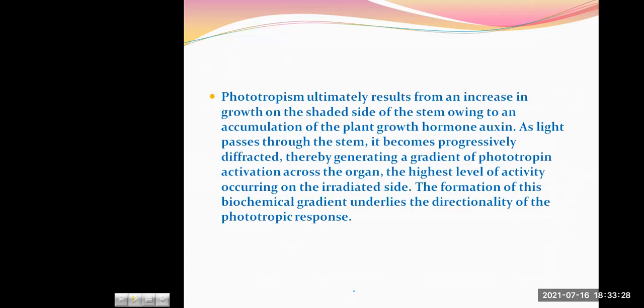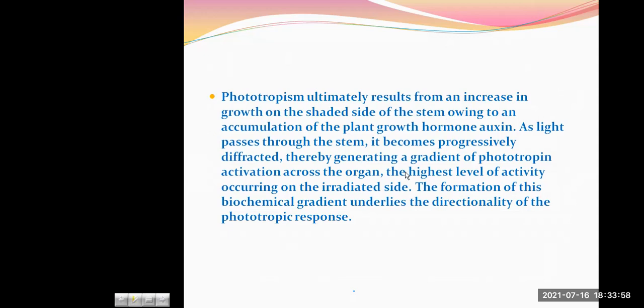It is a plant growth regulator, a plant growth substance. It helps in cell elongation and growth. So the shaded side grows more than the illuminated side. So differential growth occurs, and by this differential growth the branch or stem bends towards light, because when more growth occurs on the shaded side, the bend is created, and that bend will help the branch or the stem or the leaf to grow towards light.